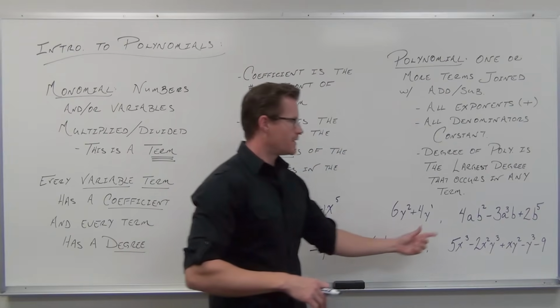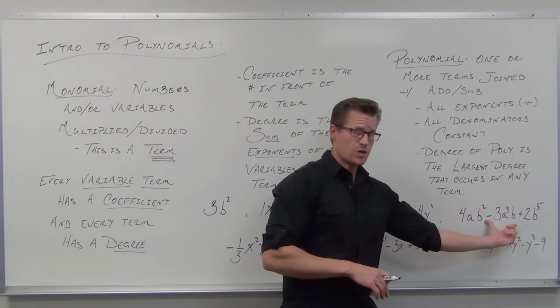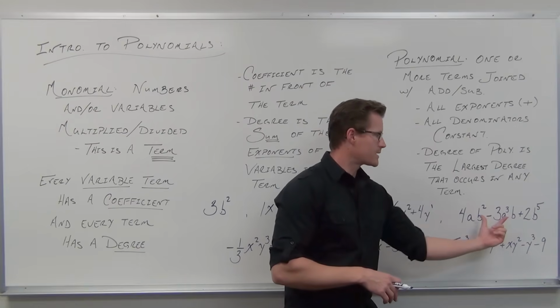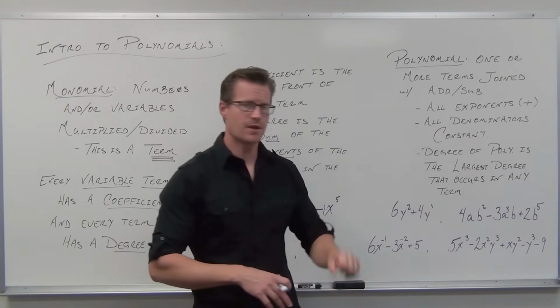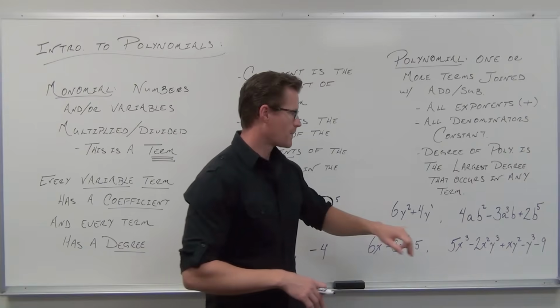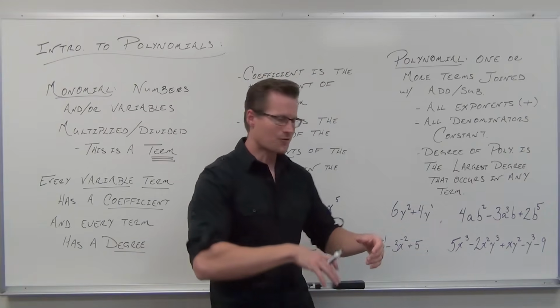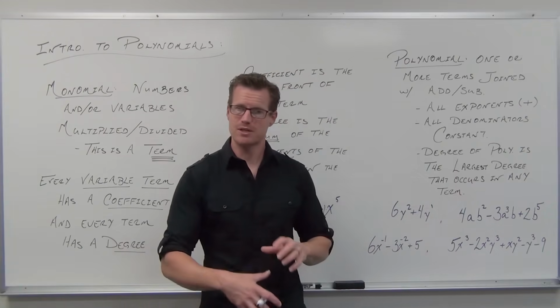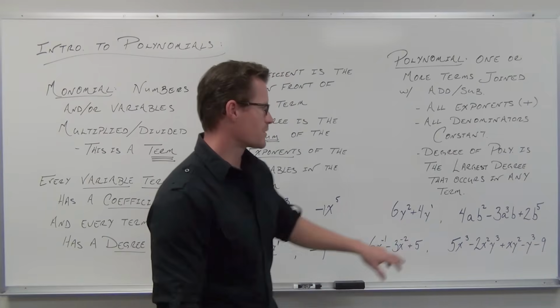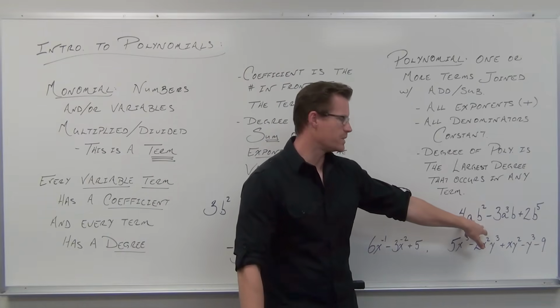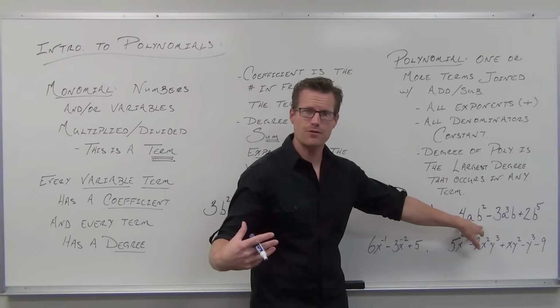So going back to this, the next term is negative 3a cubed b. Cool. The next term would be positive 2b to the 5th. There's 3 terms here. Let's talk about the coefficients. So let's look at the first term. First term is a variable term. It's going to have a coefficient. The coefficient of the first term, 4ab squared, would be 4. Just the number in front of your variables.